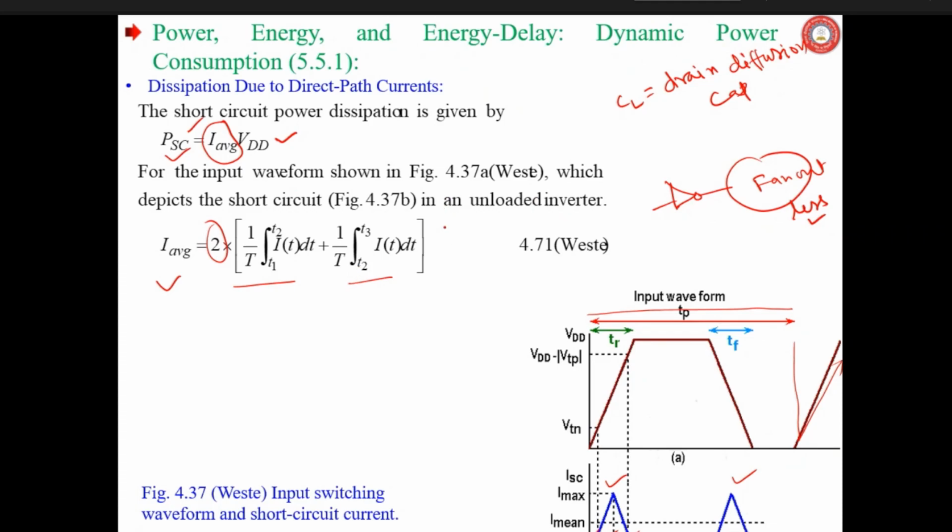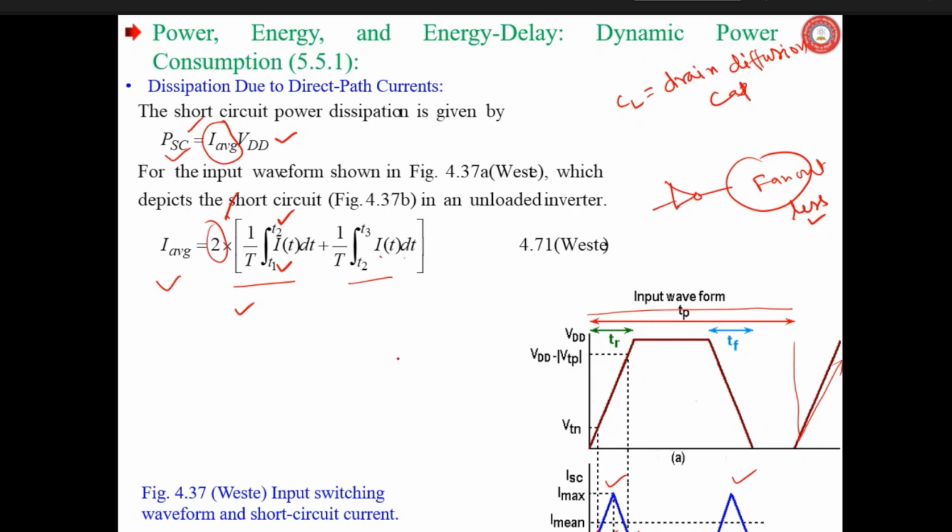In that case, I average can be written like this. 2, because you have a rise and fall, it is symmetrical, it is considered around T2. T1 to T2 time distance and T2 to T3 time distance is considered same. So term 2 is coming for that, and you are integrating I square dt from T1 to T2 plus 1 upon T I T2 square dt.